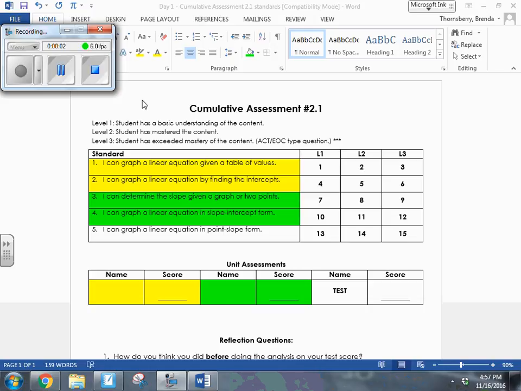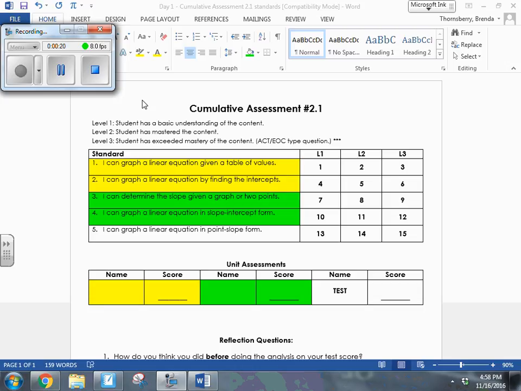This is the Algebra 1 PLC data for the last test. The last test was graphing linear equations. On each of our tests, we cover 5 new standards, and these all cover the graphing linear equation standard. And we broke it down. Each standard has 3 questions associated with it.